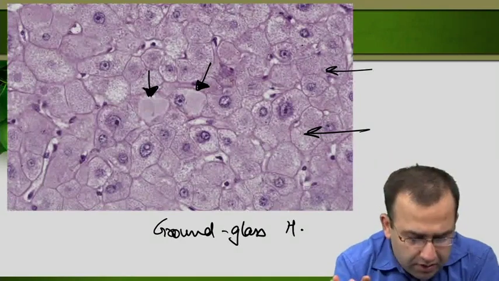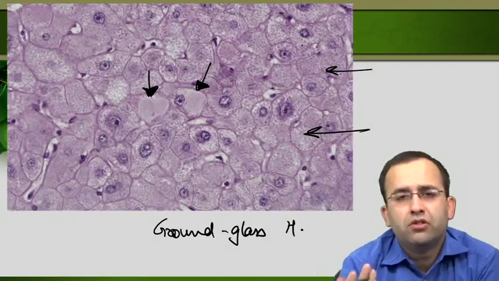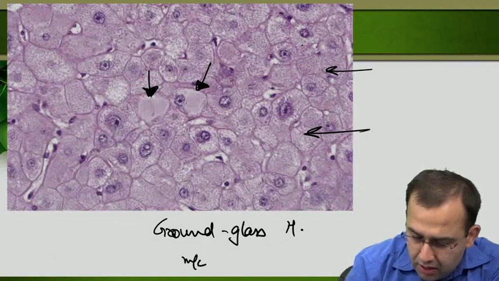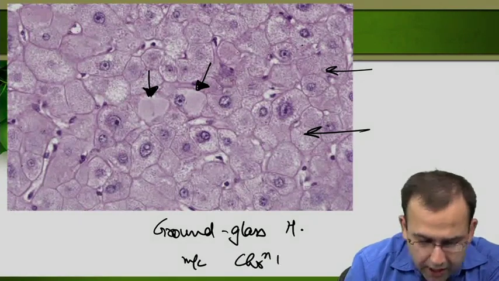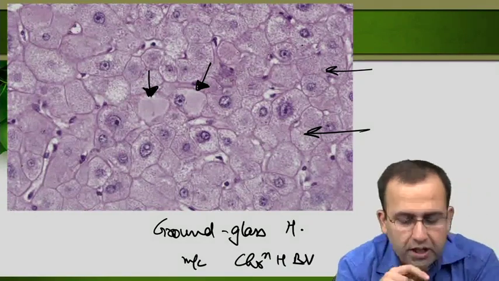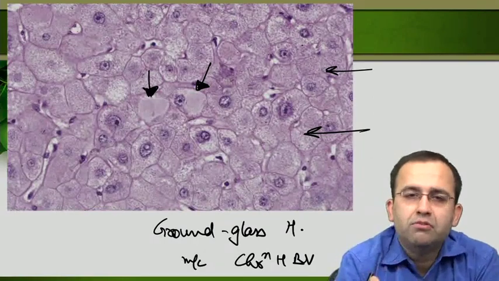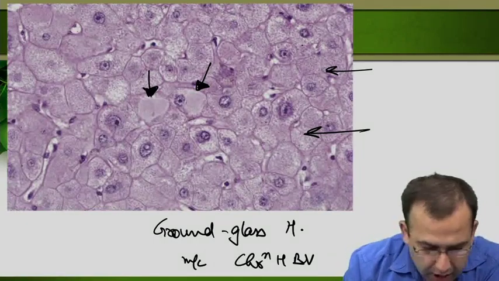I need not even ask you this. Ground glass hepatocytes are most commonly associated with which hepatitis? Most commonly with chronic HBV. Agreed, chronic HBV. The important word along with HBV is also the fact that it is chronic in nature.